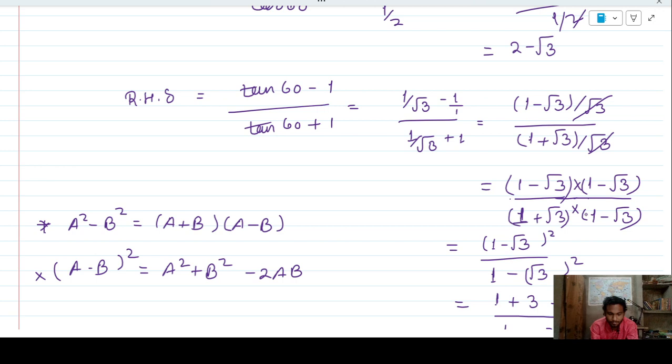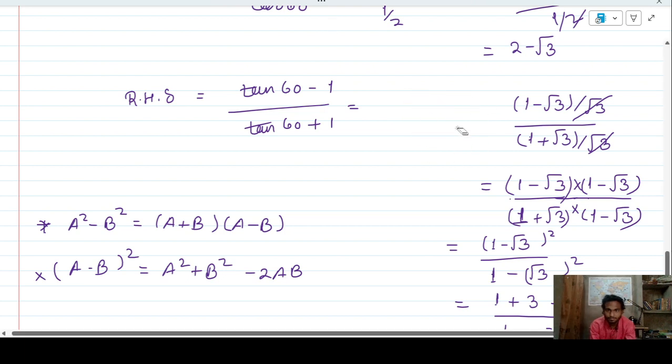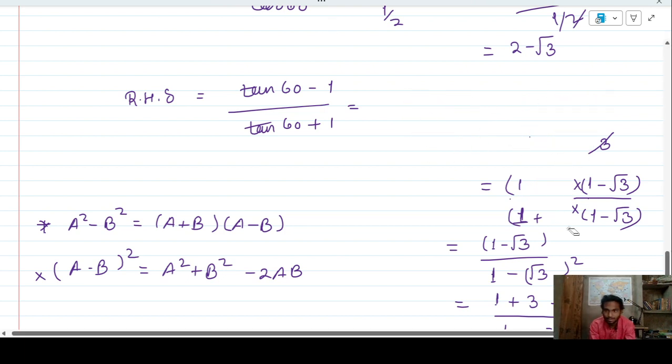Also here there are some mistakes in the problem. Okay, I put the wrong value. Yes, sorry students, I will solve the problem again. There are some mistakes in this problem.